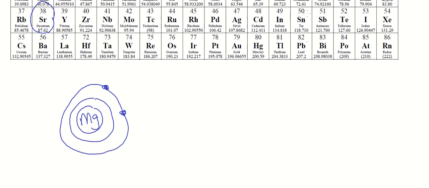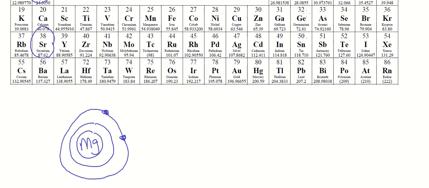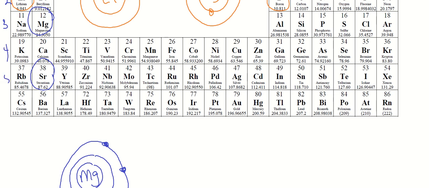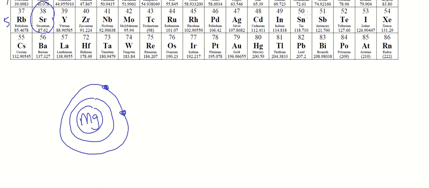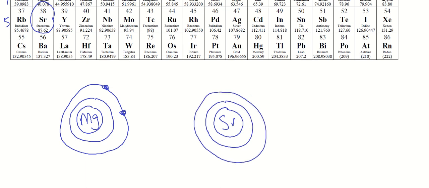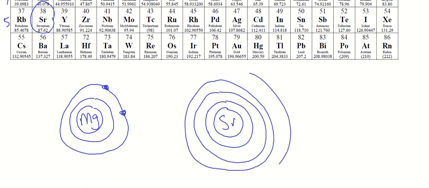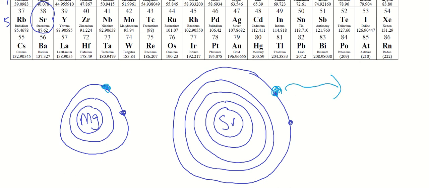Strontium is n equals 5. There's 4, there's 5. So strontium, 1, 2, 3, 4, and 5. Not only that, for the valence electrons, let's just pick one of them from strontium and one from magnesium. Which one do you think is going to be easier to remove? Hopefully you're saying strontium's valence electron. It's easier to remove because it's just farther from what it's attracted to, the nucleus.